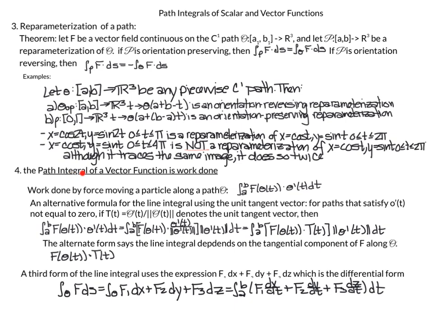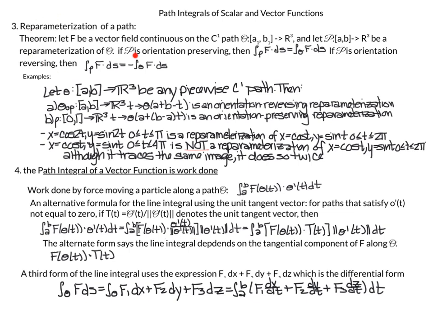We also talked about the path integral of a vector function as work done. So we can interpret this path integral as work done by a force moving a particle along a path. We also saw this alternative form, which told us that it is the component of f in the direction of sigma along the path that contributes to the work done.